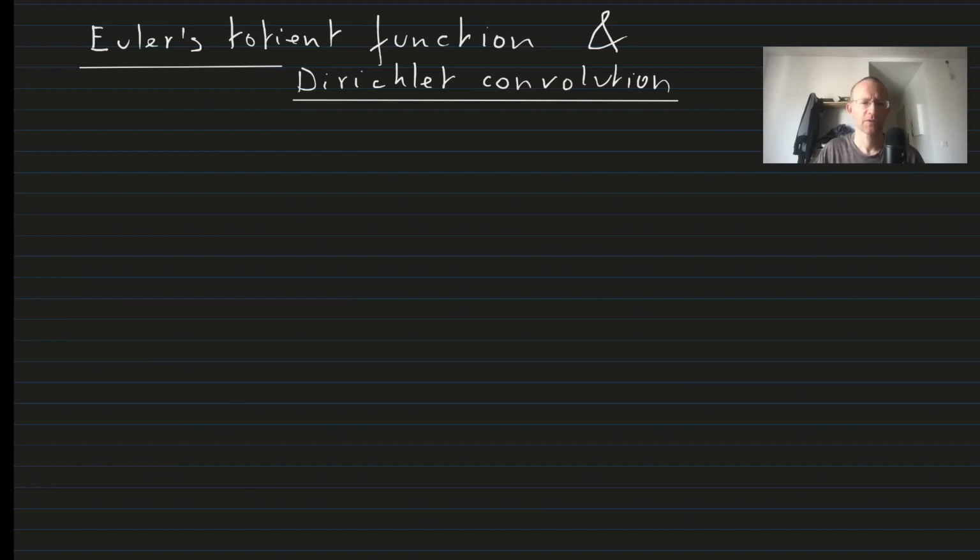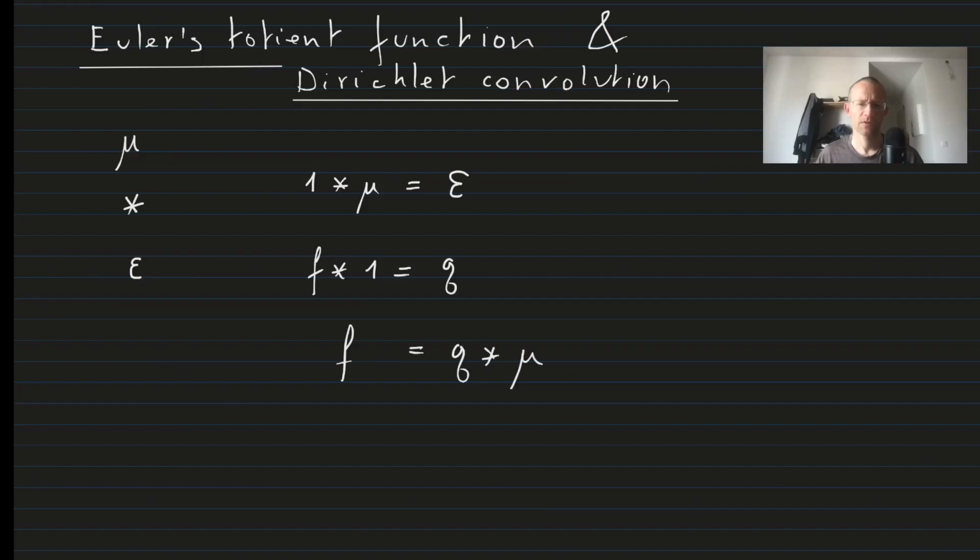We previously encountered the Möbius function mu, the Dirichlet convolution star, the unit with respect to Dirichlet convolution epsilon, and we proved the formula 1 star mu, where 1 is the constant function evaluated to 1, star mu is equal to the unit. And from this we derived Möbius inversion, which says that if f star 1 is g, then f is equal to g star mu. So this is Möbius inversion.